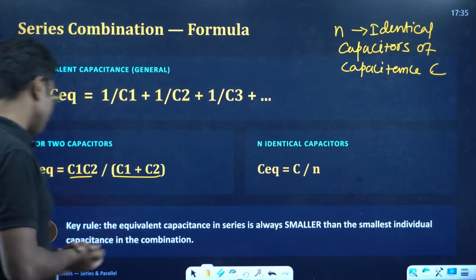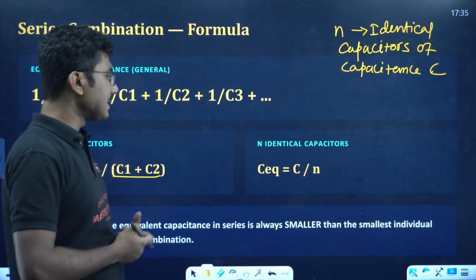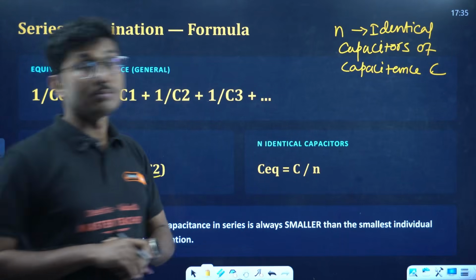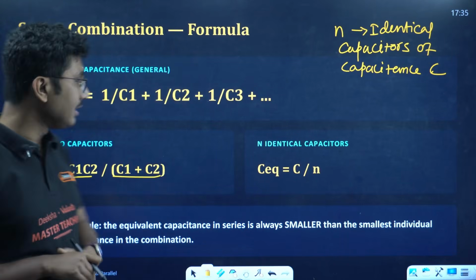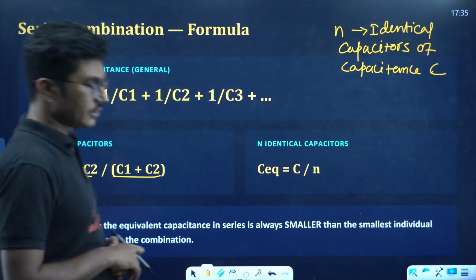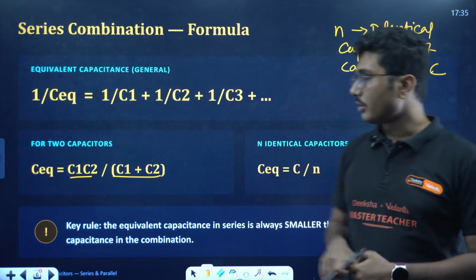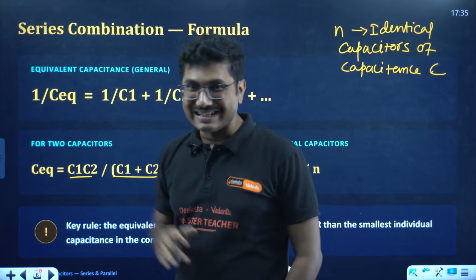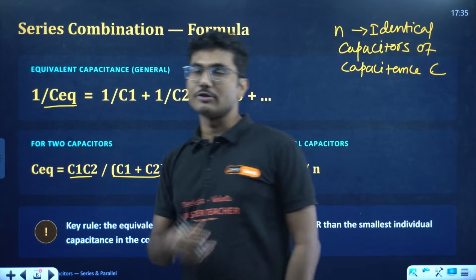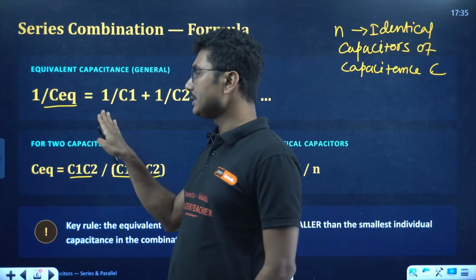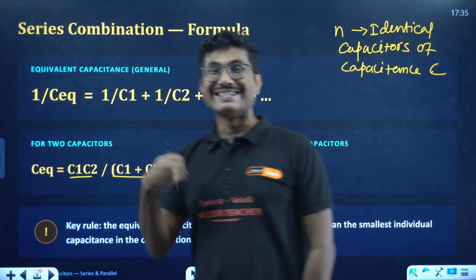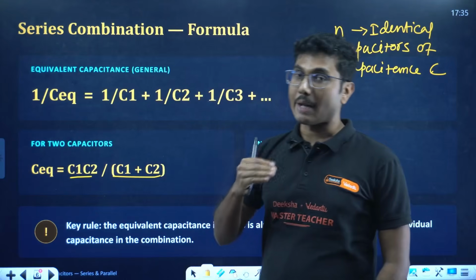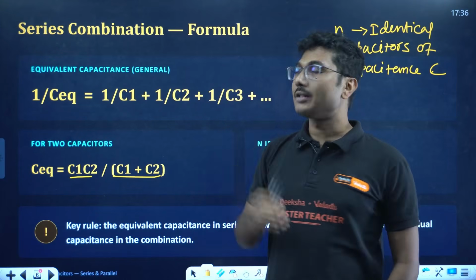Key rule: the equivalent capacitance in series is always smaller than the smallest individual capacitance in the combination. This is very important. The equivalent capacitance decreases. So if you want to decrease the equivalent capacitance, you need to connect the capacitors in a series combination. The equivalent capacitance is smaller than the smallest value.